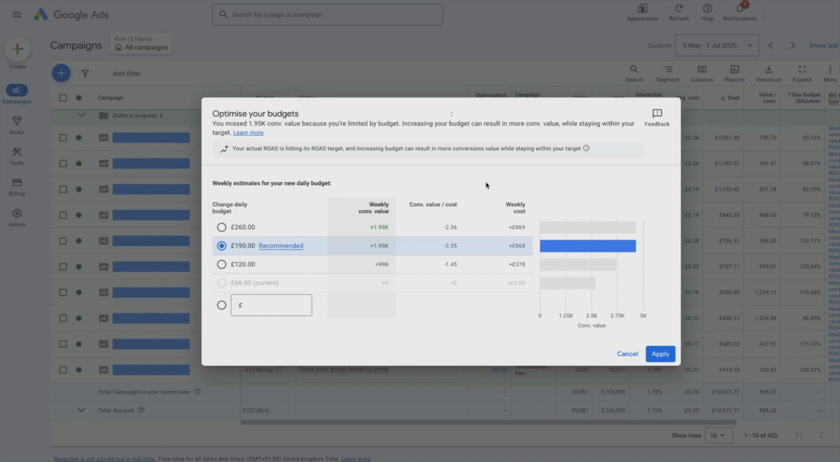Just remember that Google's telling you what will happen. What's going to be the weekly cost increase, what's going to be the anticipated revenue increase, but it doesn't know the context of your business. It doesn't know your business model. It doesn't know what's in the campaign. It doesn't know what your margins are. So yeah, Google's quite rightly making this recommendation, but in the context of this business, it isn't going to be the right move to increase the budget.